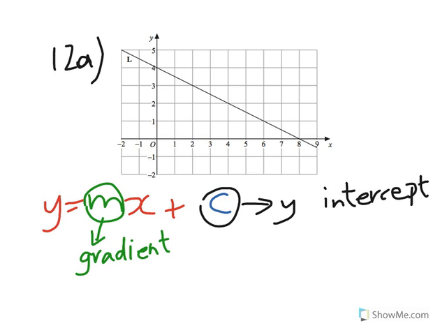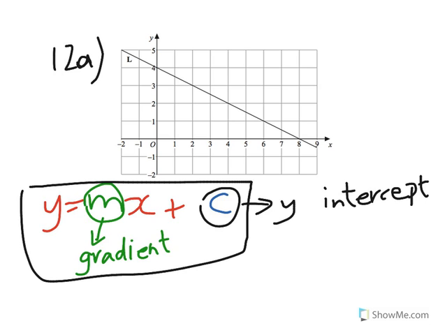Okay, so question 12a is asking you to find the equation of the line L. Now this line L is a straight line, meaning it follows the general equation of straight lines on graphs, y equals mx plus c. To find the equation of the line, we need to put it in this form, except we need values of m and c. So c is the y-intercept and is basically where the line touches the y-axis.